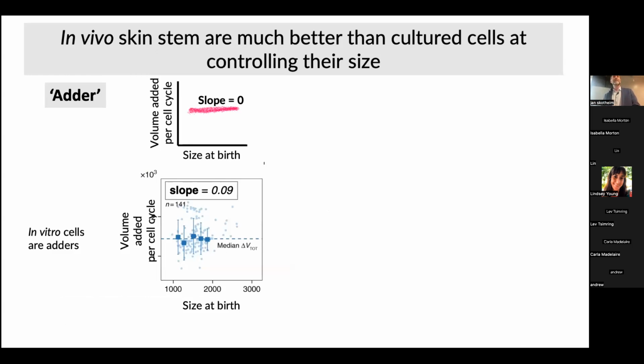So the first result of all this is actually that the cells growing in the animal are much better at controlling their size than what you see in the plastic dish. In the plastic dish, this is data from Mathieu Piel's group in Paris. What you typically see for cells growing in the plastic dish is that they behave a lot like what's been seen in bacteria, where you have this adder phenomenon where the size at birth is correlated very well with the amount of volume added per cell division cycle, right?